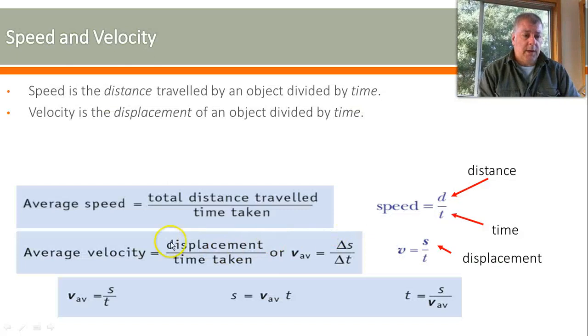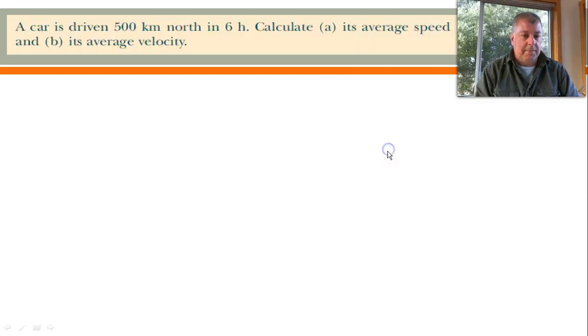Now we should be aware that the difference between speed and velocity is that speed uses distance to be calculated, whereas velocity uses displacement divided by time, and we should be in tune with the difference between distance and displacement. And there's our formula which we use generally speaking.